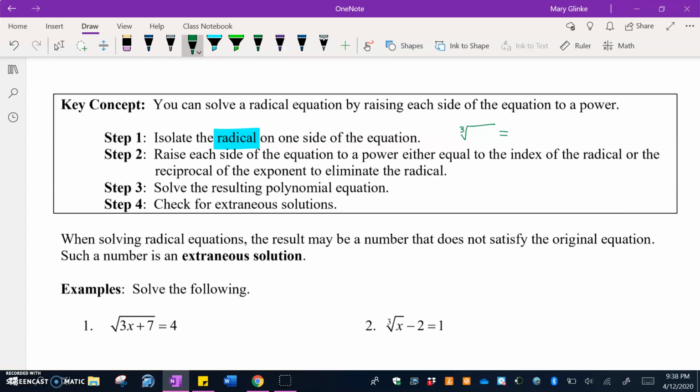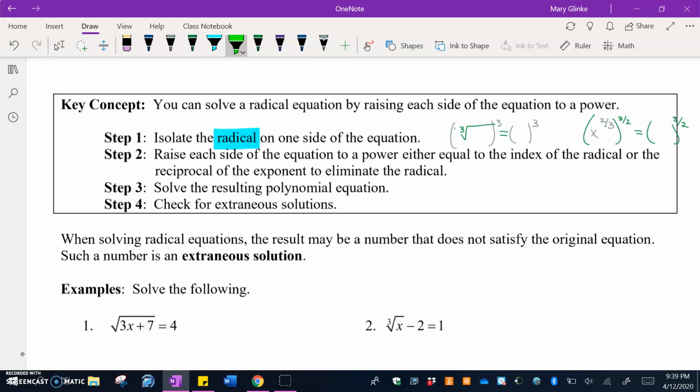For instance, if it's a cube root, you would cube both sides because those are inverse operations. If you have something being raised to the 2/3 power, the inverse operation of that is going to be the reciprocal. So we're going to raise both sides to the 3/2 power then.